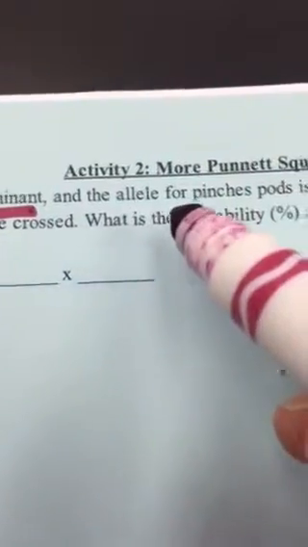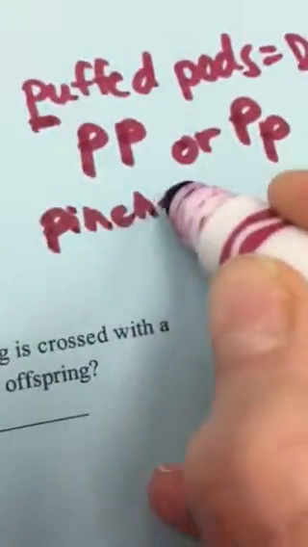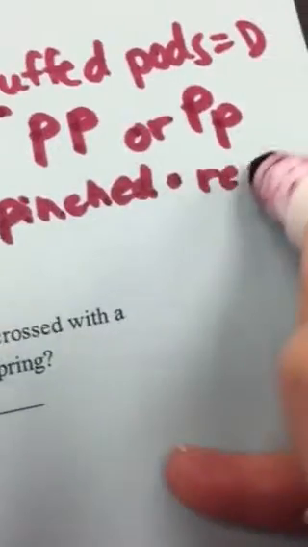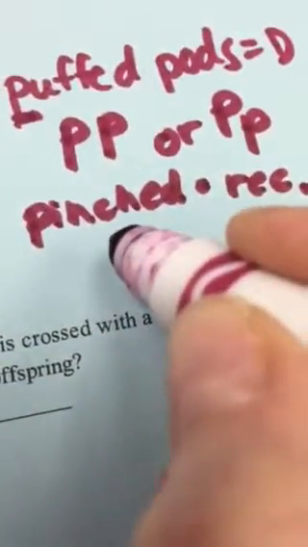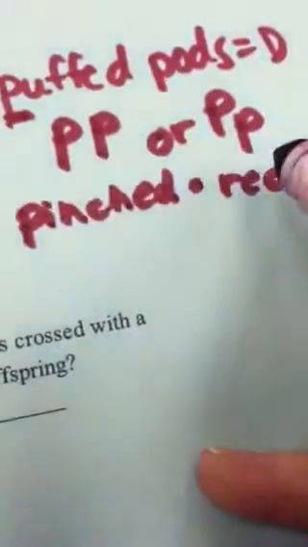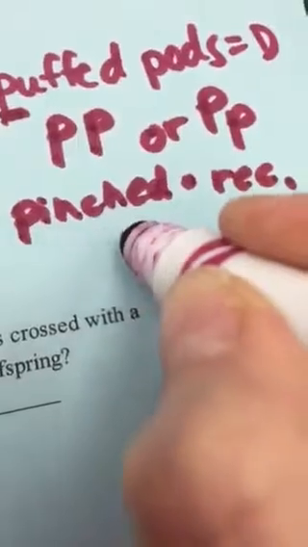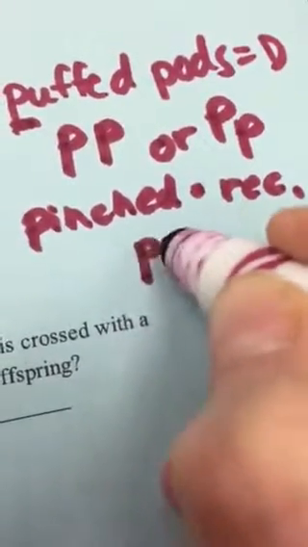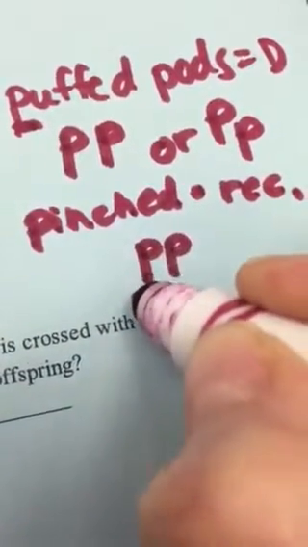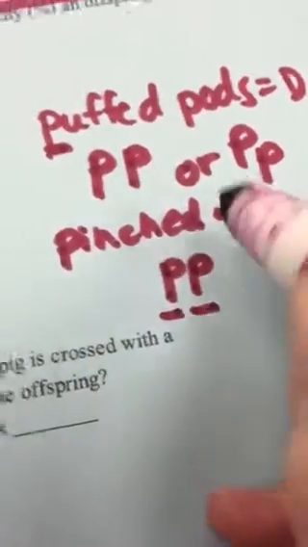And the allele for pinched pods is recessive. So we can write that down over here. Pinched is recessive. So the genotype for recessive is always the lowercase. So since we started off with a capital P, we're also going to have to represent our pinched pod, which is recessive, with lowercase. So our only option for pinched pod is lowercase p. And remember, we put the lines underneath to represent a lowercase letter.